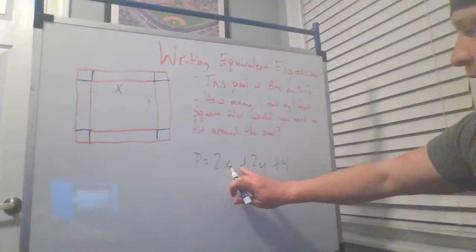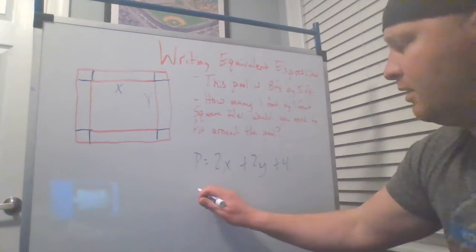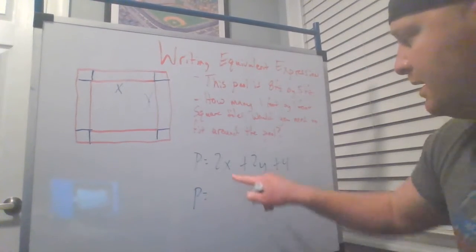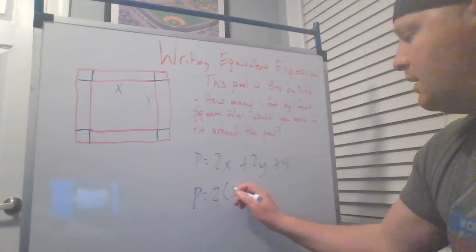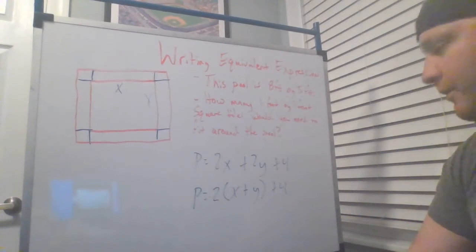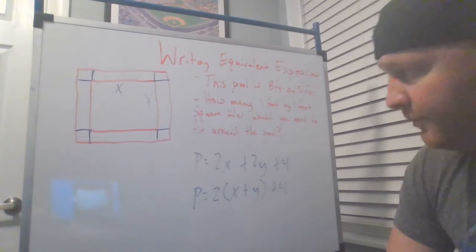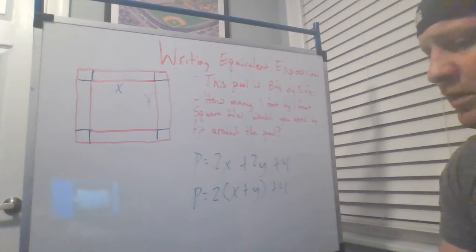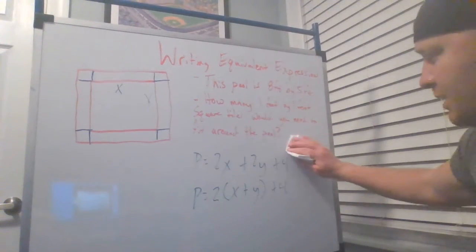Now, I want to write an expression that's equivalent to this. Another way I could have written this, for the sake of equivalency, is that my coefficients are the same, so I could do 2 times the quantity x plus y, plus 4. This is pretty much the bread and butter of what you're doing today. I want you guys to pause this and take some notes on this, but again, this should be more of a refresher for you than anything else. I just want to go through a couple more things with you.